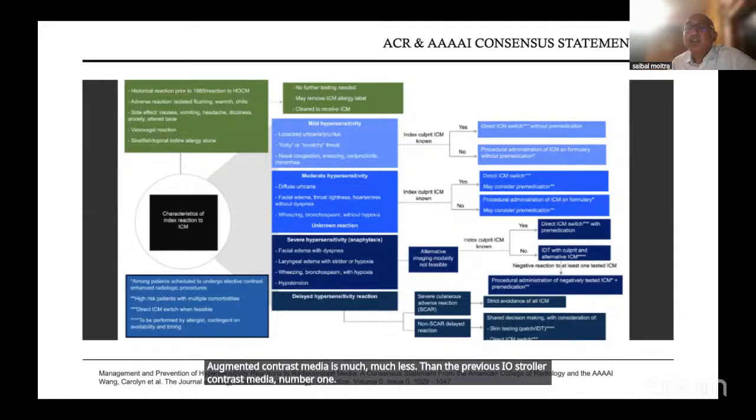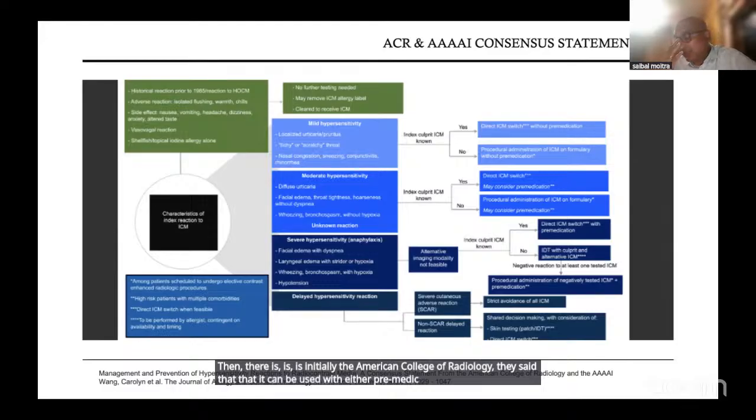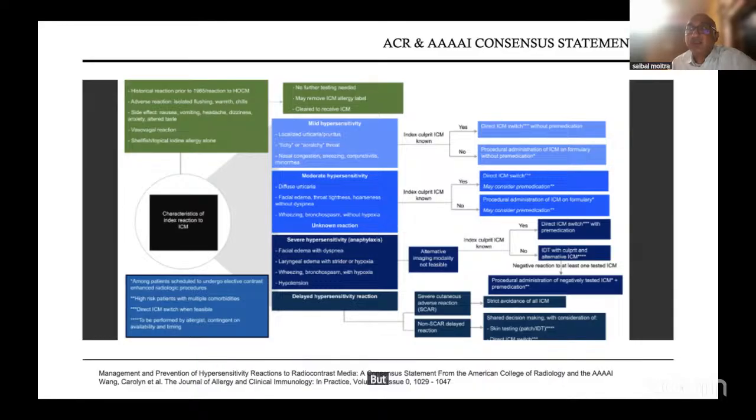Number two: when the index culprit iodinated contrast media is known, initially the American College of Radiology said that it can be used with pre-medications. Mainly the pre-medications were steroids and H1 and H2 antihistamines. There were several regimens of steroids. One common one is prednisolone 50 milligrams given at 13 hours, 7 hours, and 1 hour before the procedure, along with an H1 antihistamine and an H2 antihistamine at 1 hour before the procedure. But there has been good evidence which has shown that pre-medication does not reduce anaphylaxis events.